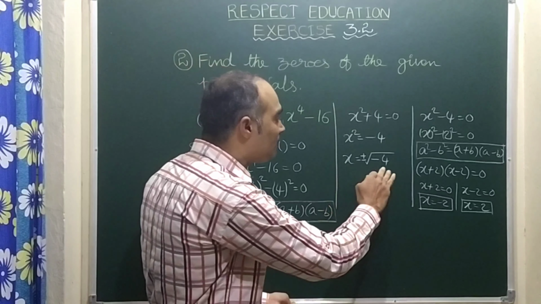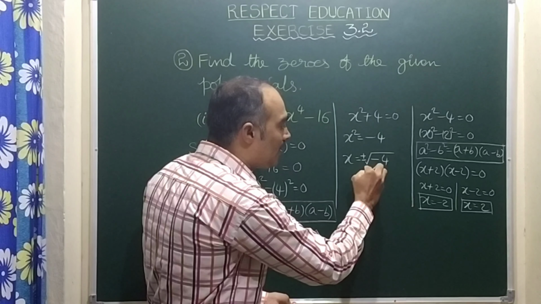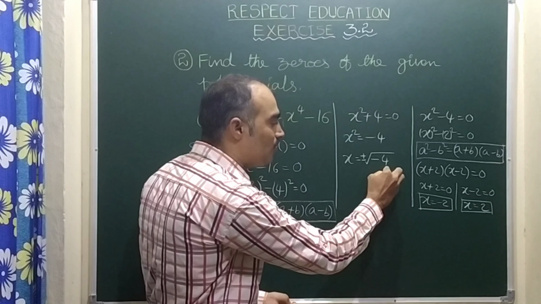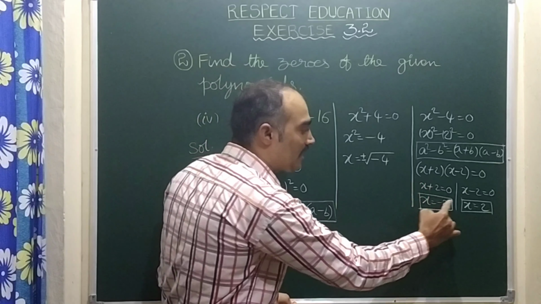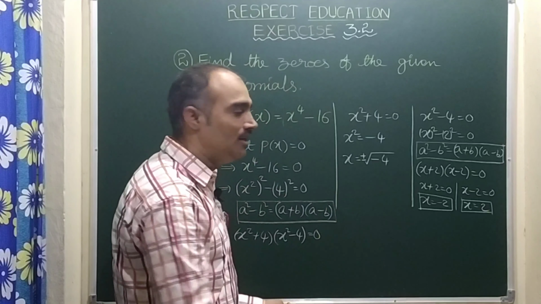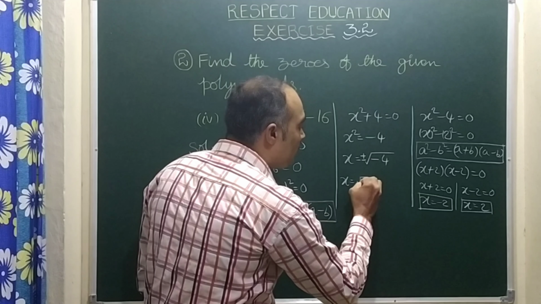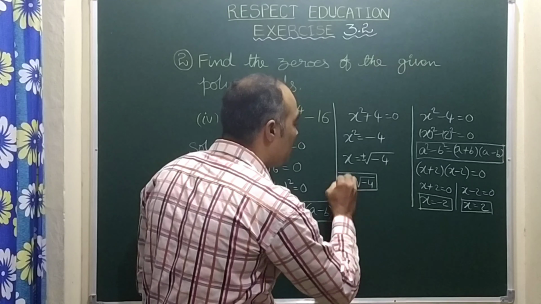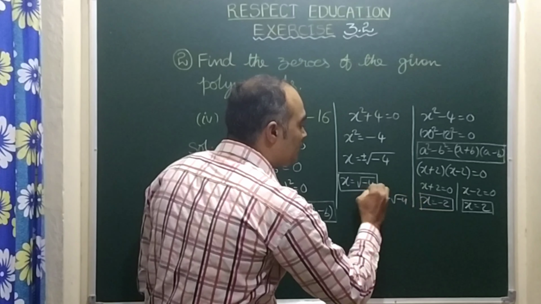If I explain that one, it will become another concept. So here, plus or minus under root minus 4 also has values, but these values are complex values. These are real values, these are complex values. So here we can write the answers as x equal to plus root minus 4, this is one root, and another root is x equal to minus root minus 4.